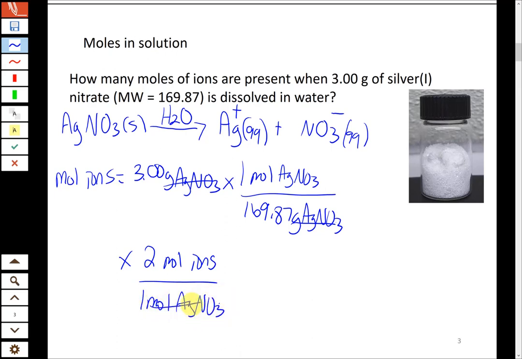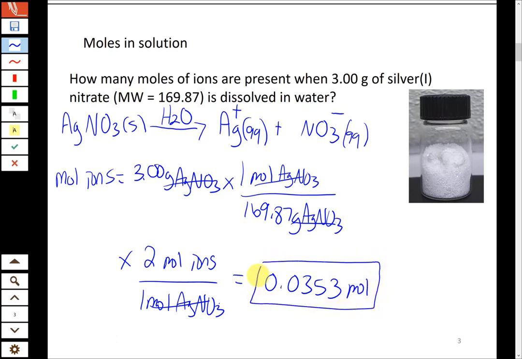And so that last step there is critical to get the correct answer as 0.0353 moles. All right? And this last step here is the one that many of you will forget, or I hope you don't now because I've warned you about it, but this last step is critical when you're thinking about dissolving an ionic compound in water and when we're asking about the total number of moles of ions.